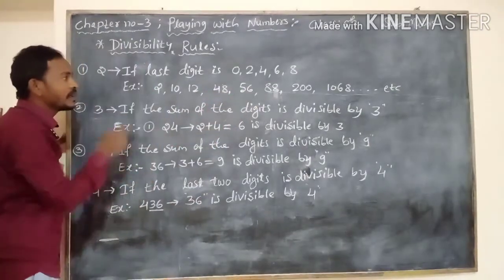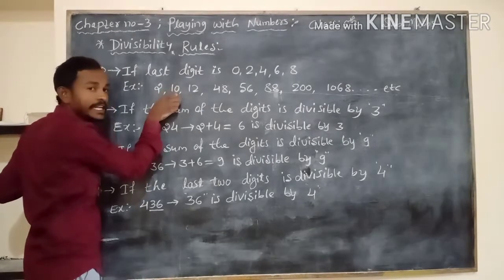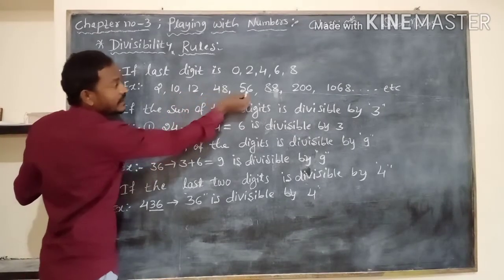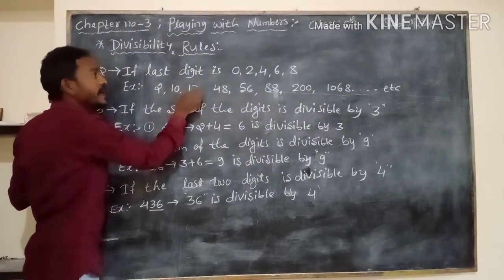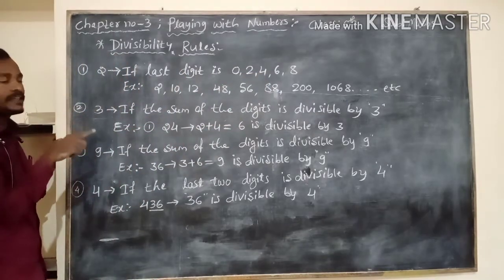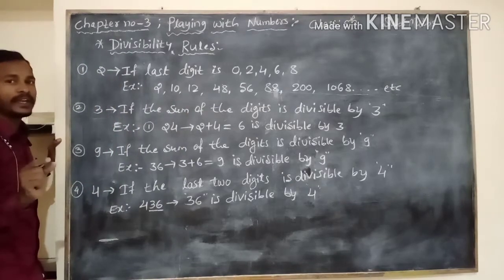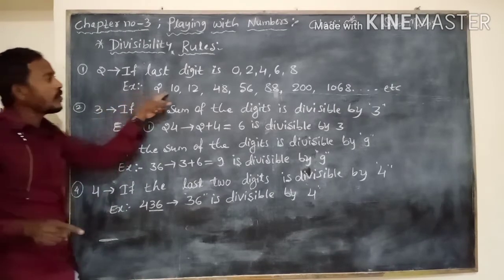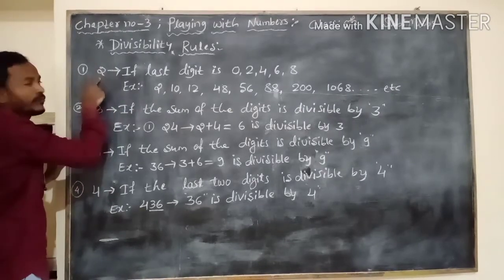By observing these examples, what is the last digit? In the unit place there is 0, 2, 8, 6, 8, 0, 8. So if in the unit place there is 0, 2, 4, 6, 8, then those numbers are completely divisible by 2. In simple way, all even numbers are completely divisible by 2. Okay, the rule of 2 is completed.